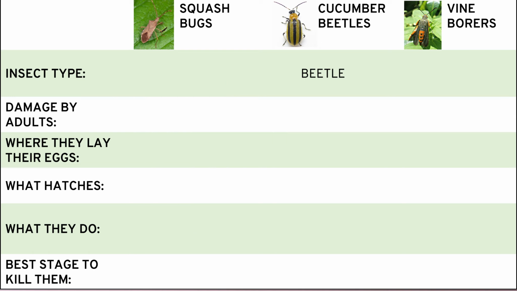Moving on to the cucumber beetle. Again, as the name suggests, this is a beetle. The adults do a lot more damage than the squash bugs will. They eat the leaves of the plants, the blossoms, and the fruits. And perhaps causing the most damage, they spread disease. So things like mosaic virus or certain bacterial wilts. These beetles will carry that from plant to plant to plant.